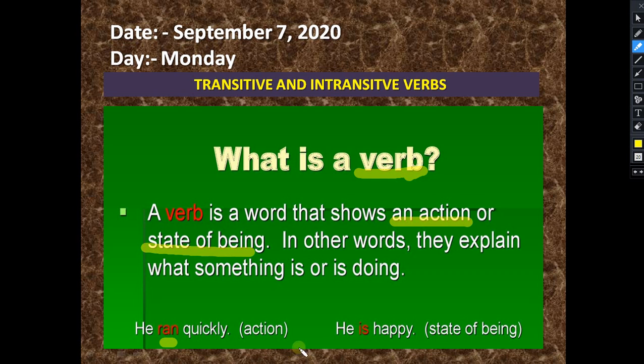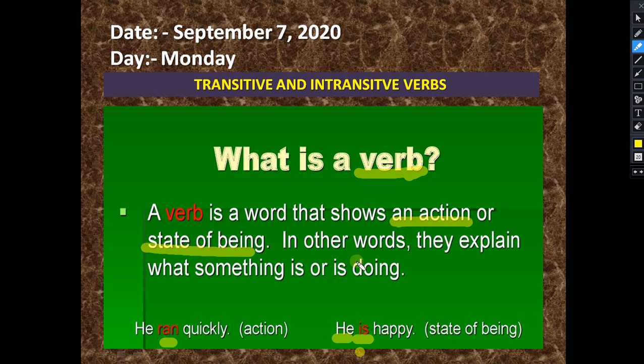But what about "is"? Don't you think it is also a verb? But can we do any action? No, we cannot do any action with this. So what happened? This is our state of being. It means this verb is showing in which position this person is, that he is happy. So by this we can easily understand what a verb is: a word that shows an action or state of being.